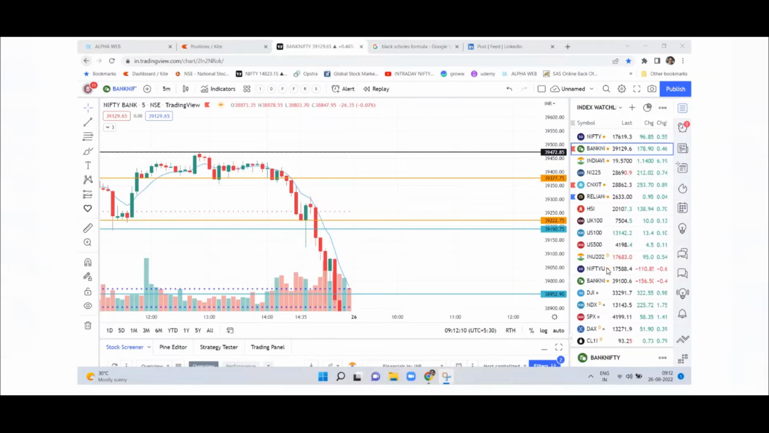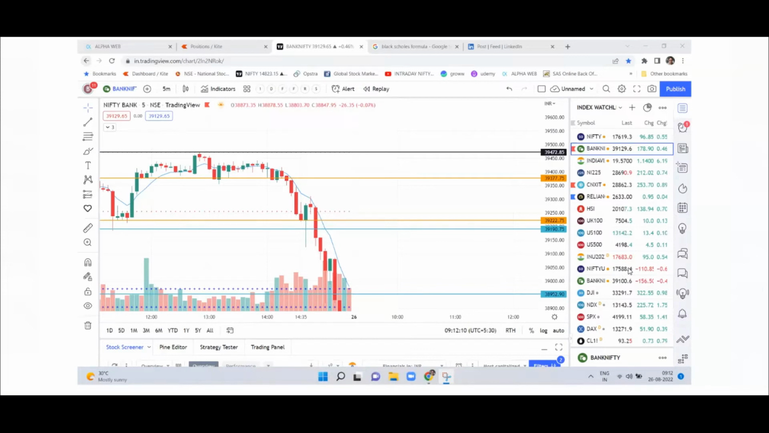So this is the Nifty spot price. This is the Nifty future price, right? Here you see that Nifty future is trading at a discount. Nifty future is trading at 17,588. And this snapshot is taken at 9:12 on 26th of August. So Nifty spot is at 17,619, and Nifty future is at 17,588.